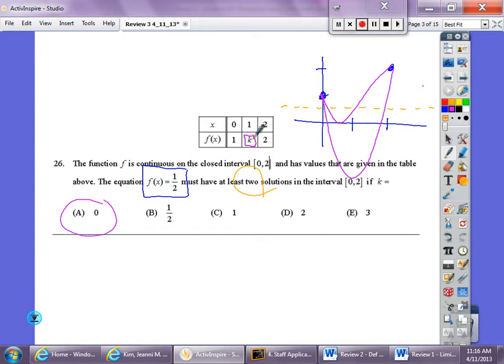That doesn't matter. Do you understand? You will never see this exact problem ever again. You won't, so memorizing that won't help. Understanding the fact that if they're giving you a bunch of y values and they want you to guarantee that this y value gets hit twice, it's using, in a sense, IVT.